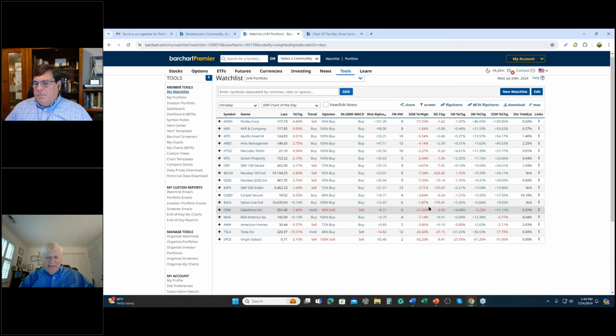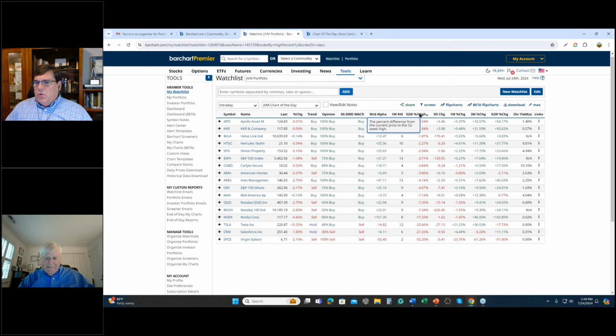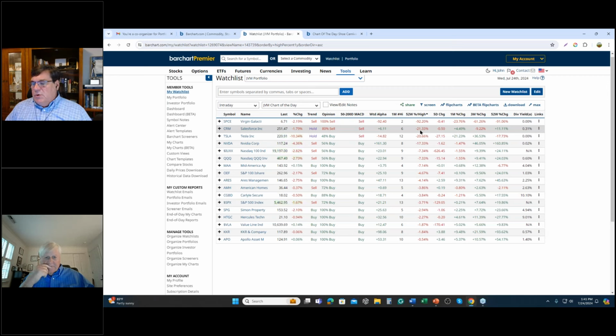Could it also be a percentage, let's say, from the 52-week high? For instance, I look at this in terms of the largest loss. I mean, we've already seen Virgin Galactic. We know that is a dead dog. But here's Salesforce, down 21% from its 52-week high. That's kind of bear market territory, right? Is that kind of your process as well?